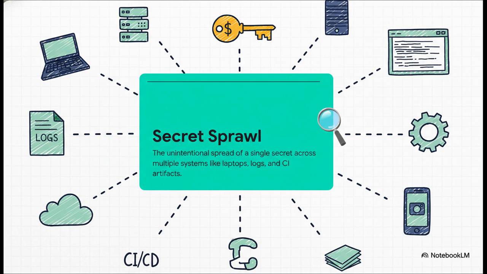And it's exactly what it sounds like. It's when one single critical secret, like your Stripe API key, ends up copied and pasted all over the place. It's in your CI variables, it's on developer laptops, it's in old chat messages. You think it's in one safe place, but in reality, it's in 8 different places.